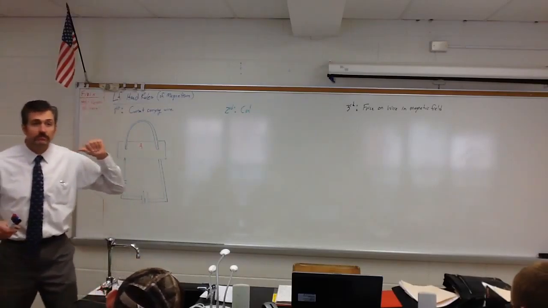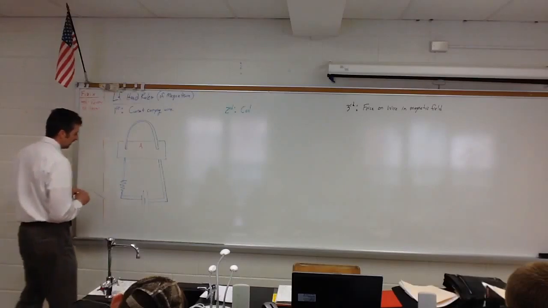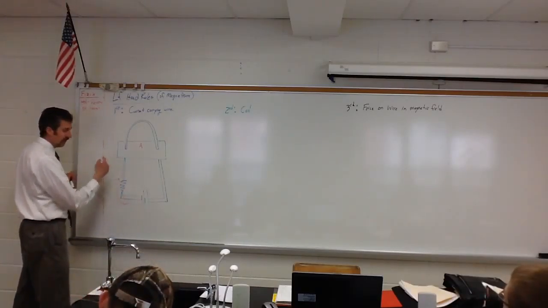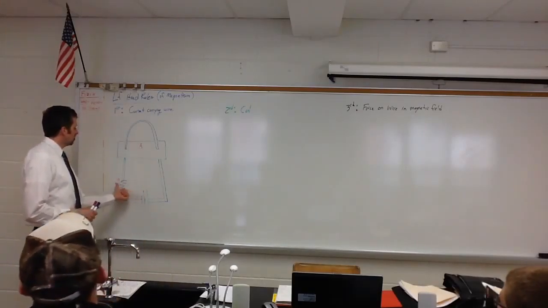Thumb points electron flow. Alright, so let's say the electron flow is this way, out of the battery, out of the short end of the battery, going this way. So our thumb is following this wire.